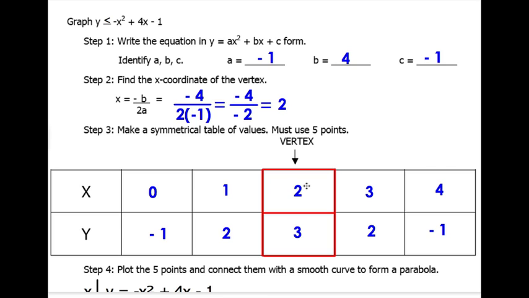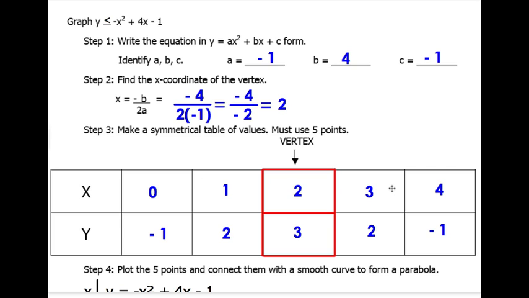To make this symmetrical, from the vertex, if I go up 1 unit, I now have an x value of 3. To keep this symmetrical, I have to go down 1 unit. So now I have an x value of 1. To get the other two x values from the vertex, I'm going to go up 2, and now I have an x value of 4. And to keep that symmetrical from the vertex, I need to go down 2. So now I have an x value of 0.